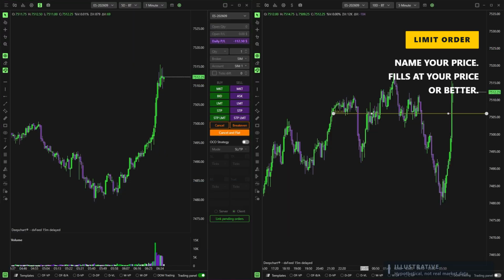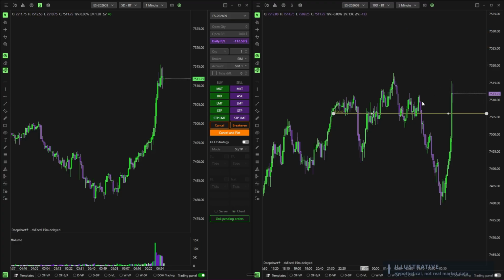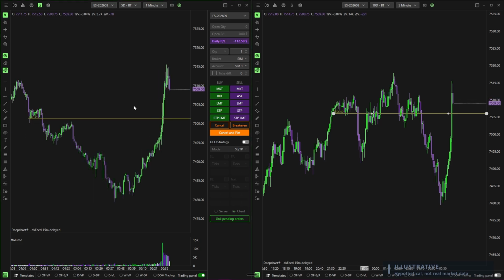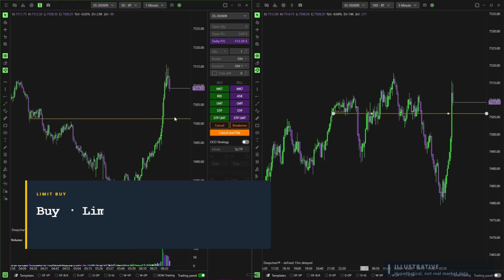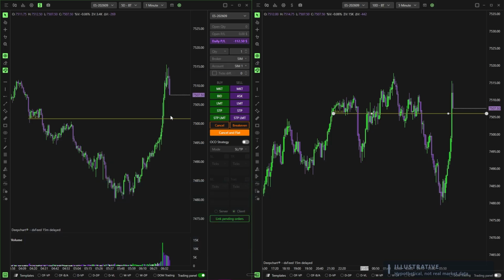Now a limit order is kind of the opposite. Instead of just taking whatever price is sitting there, you get to name the price you want. So let's say we see ES is trading here at 75.11. Let's say our hypothesis is that price is going to come down and retest this level. What we would do in this case, because we want a certain price, is we would select limit and place our limit buy at a specific price. So we'll do 75.02 quarter.